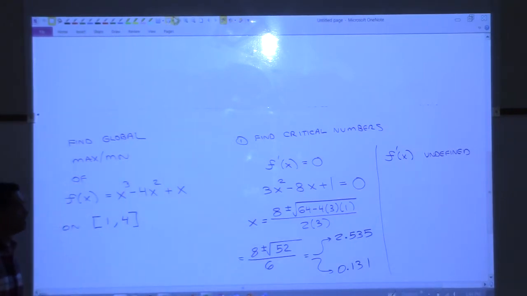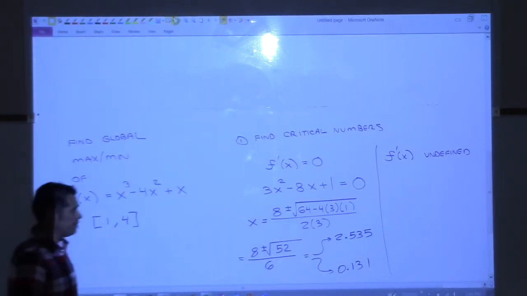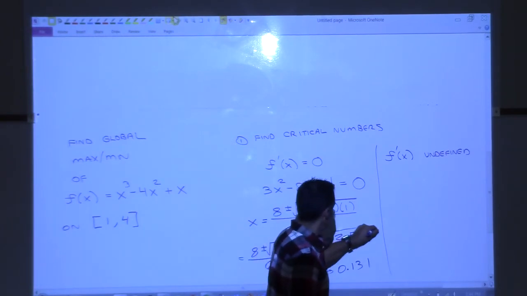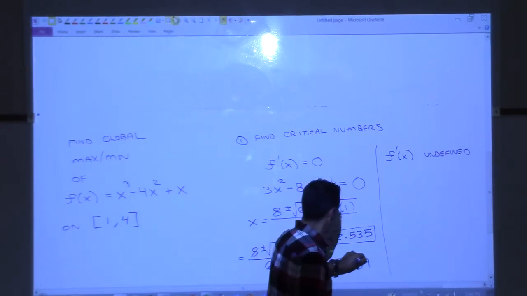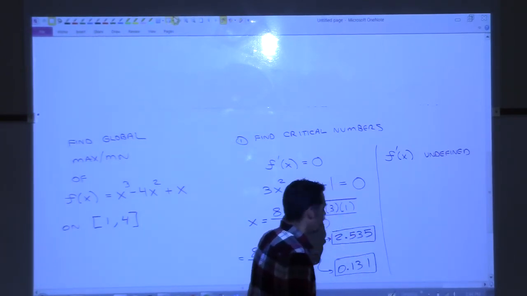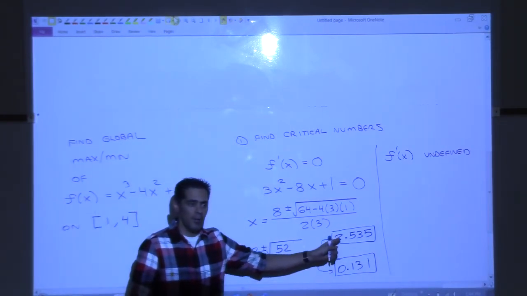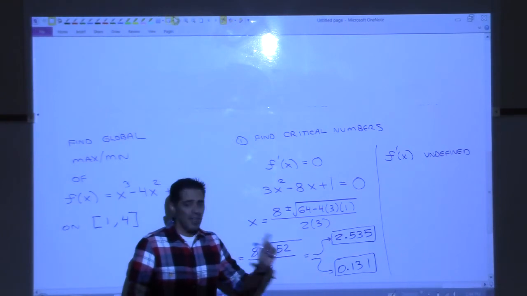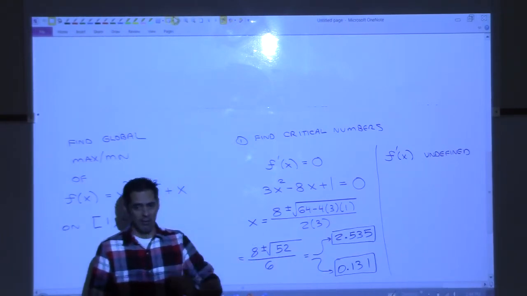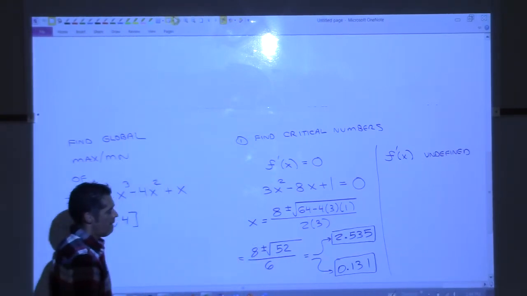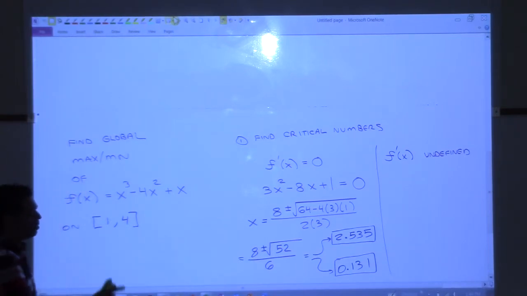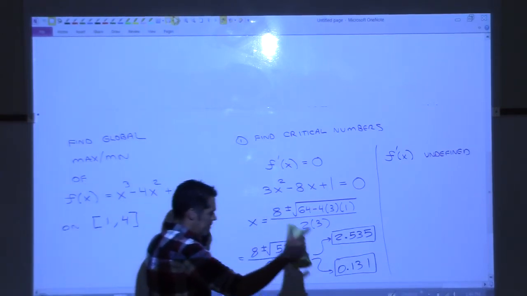All right, so we just found 2 critical numbers, didn't we? Here are the 2 critical numbers. This one and this one. Are we saying that we have a global max or min at these points? No, we're saying we might. Okay? We might. So let's move on to the next step, and then we have to think of something else.